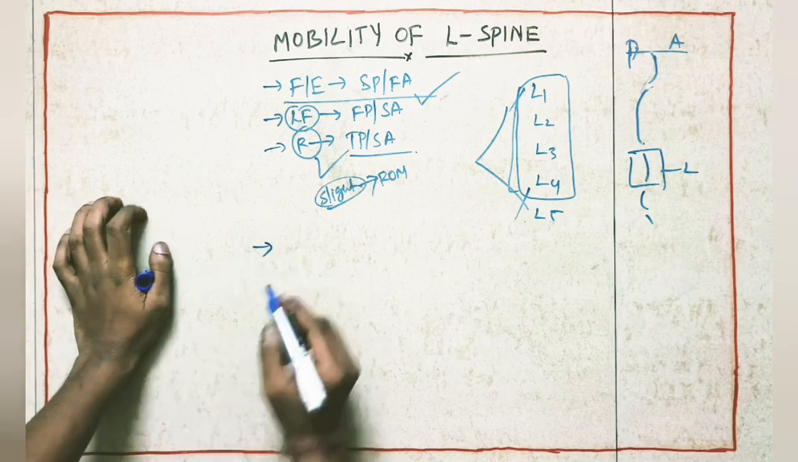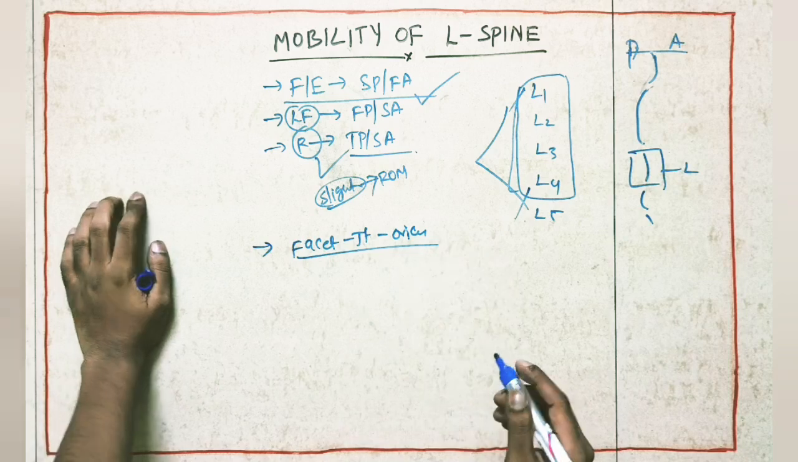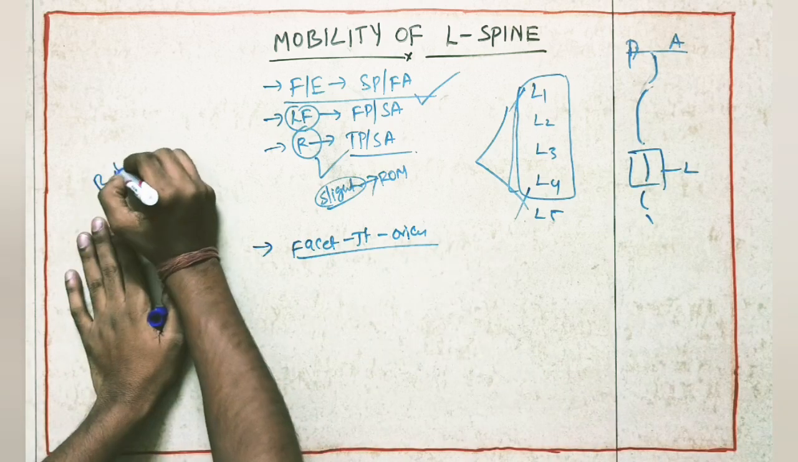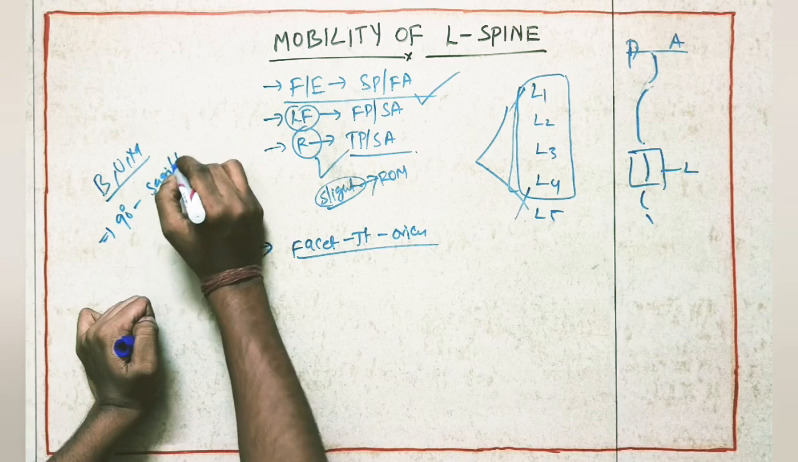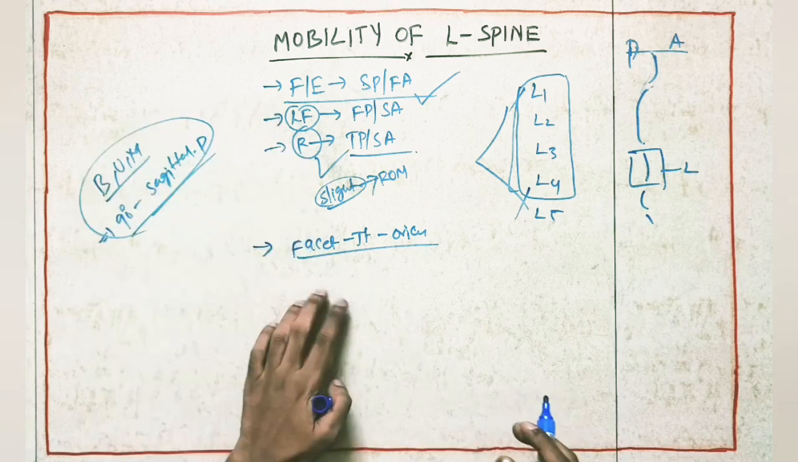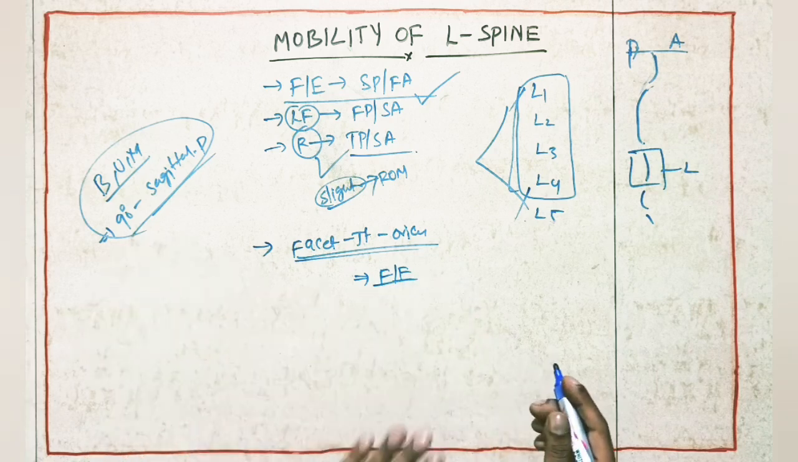If you see the next point, facet joint orientation. Here the facet joint orientation is backward, upward and medially, and it makes a 90-degree angle in the sagittal plane. So this is the orientation of the facets. Here these facets are going to allow the lumbar spine flexion and extension movements.